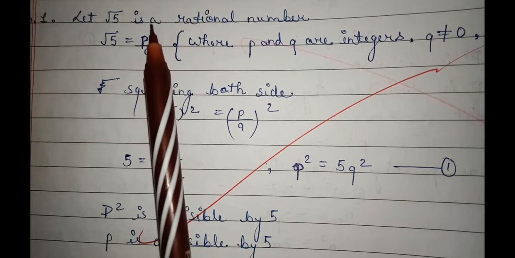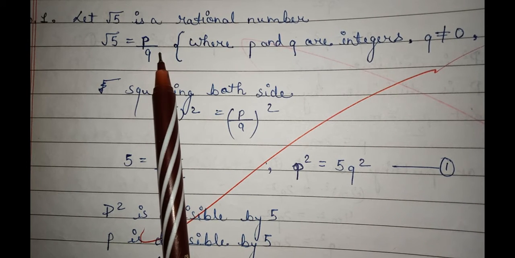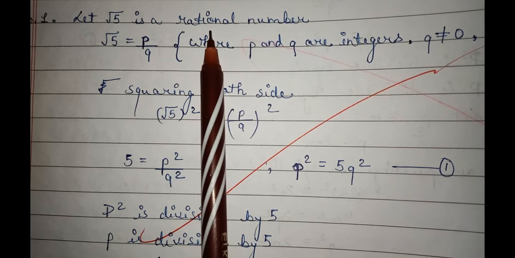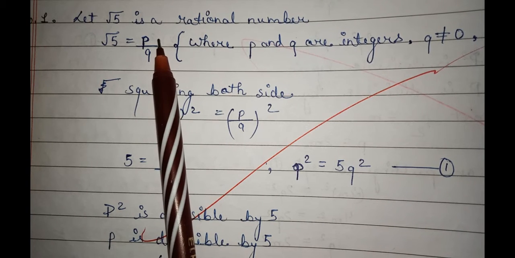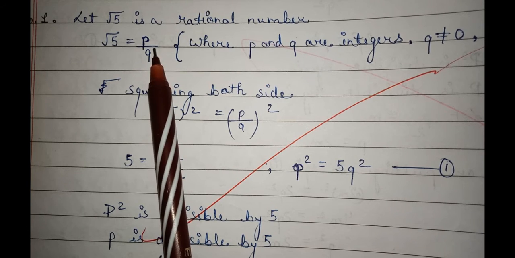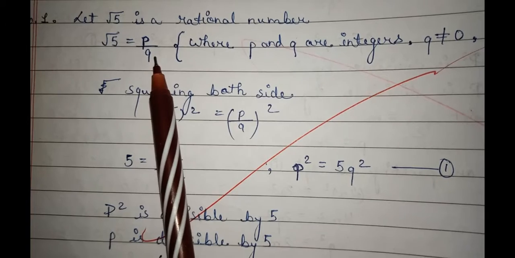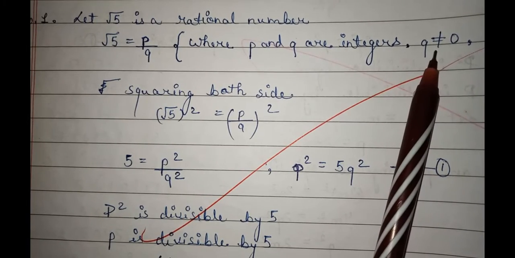So if it is a rational number, we can express this in the form of p upon q, as it is given in the rational numbers definition that any number which can be represented in the form of p upon q is a rational number, where p and q must be integers and q does not equal 0.